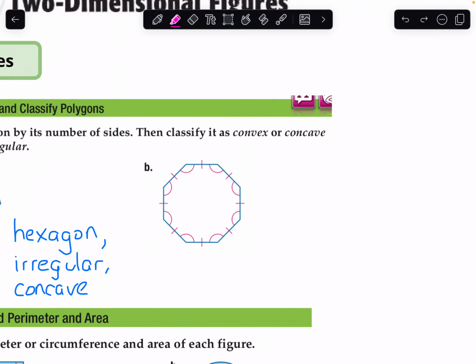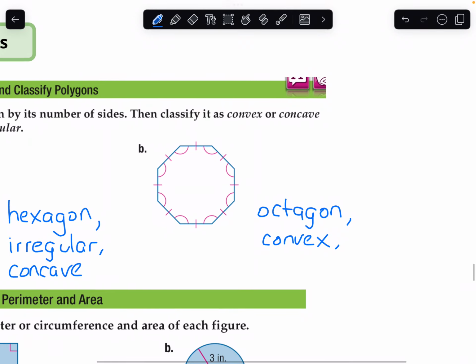Next up, we have 1, 2, 3, 4, 5, 6, 7, 8. Stop. That's an octagon. None of the sides can be extended inside the polygon, so it is convex. All sides are marked congruent. All angles are marked congruent. It is regular.